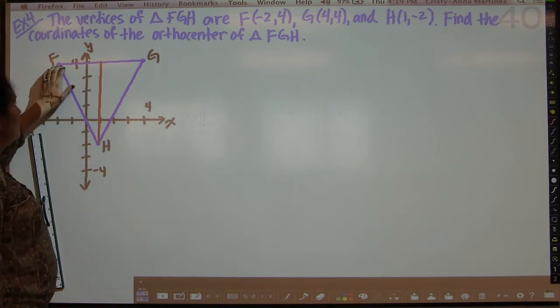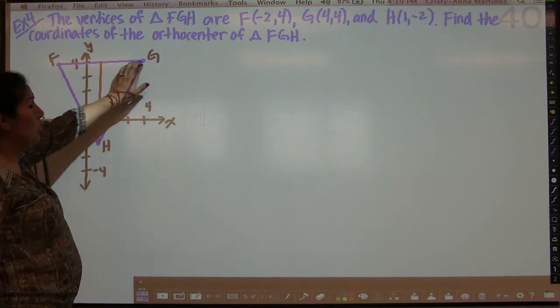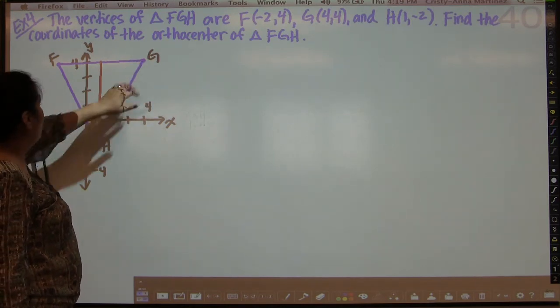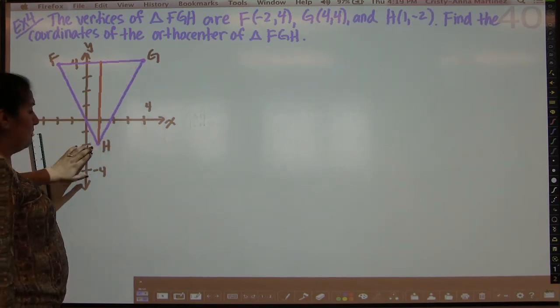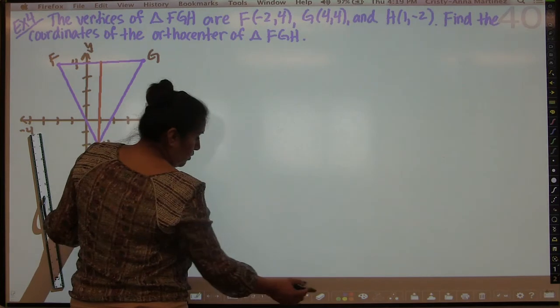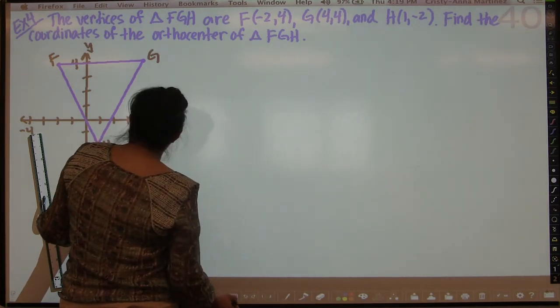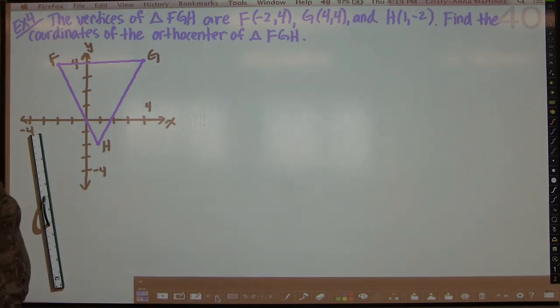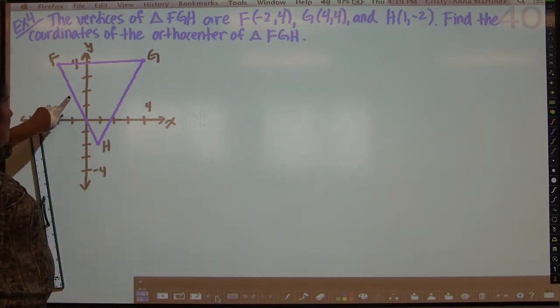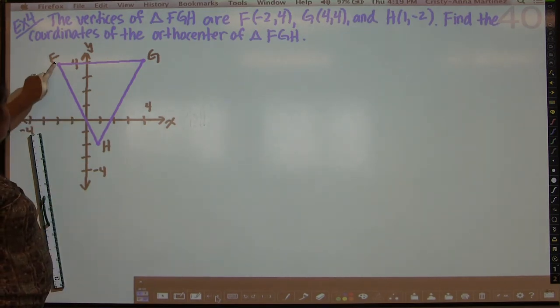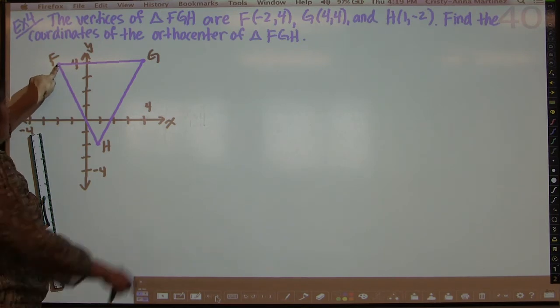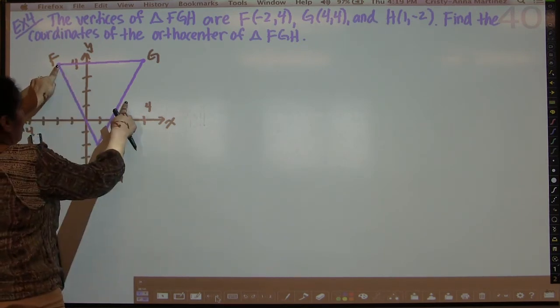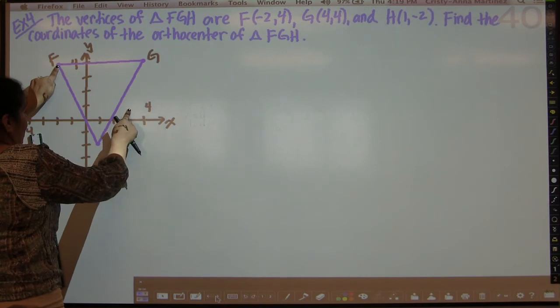So instead of using the easy segment, which is the horizontal segment, I'm actually going to use the not horizontal segments to show you how this is supposed to work. So let's take that guy off, and then let's do it the long way. So basically what we have to do is find a line that goes from a vertex like F, and it has to be perpendicular to the other side.